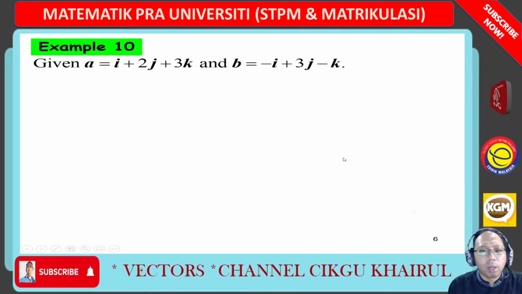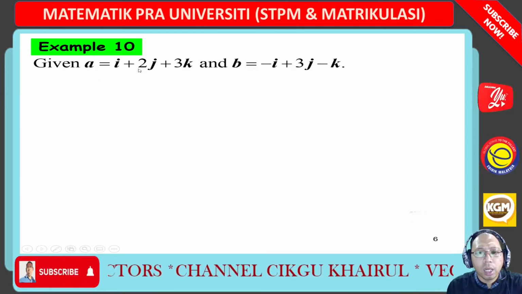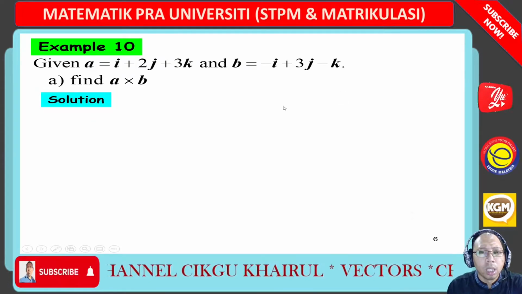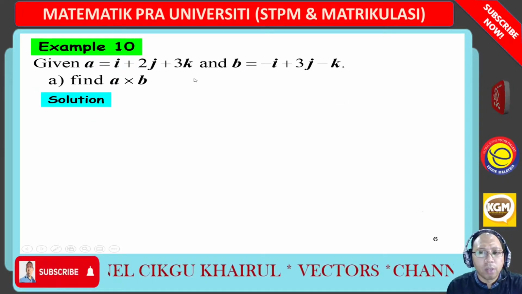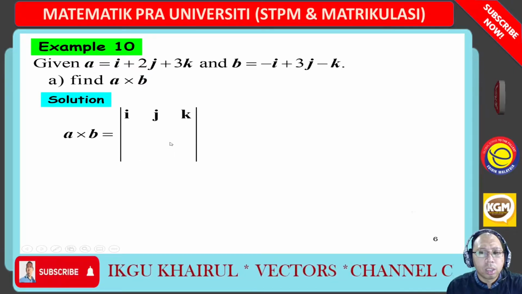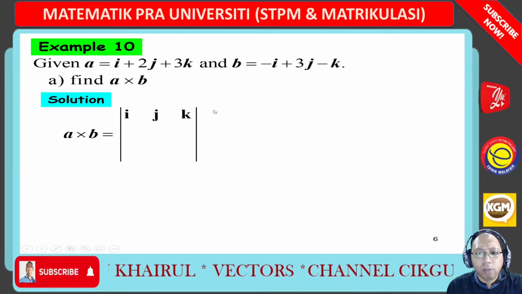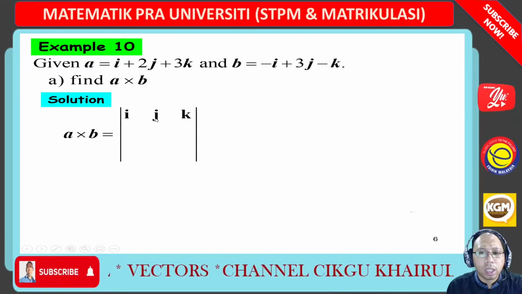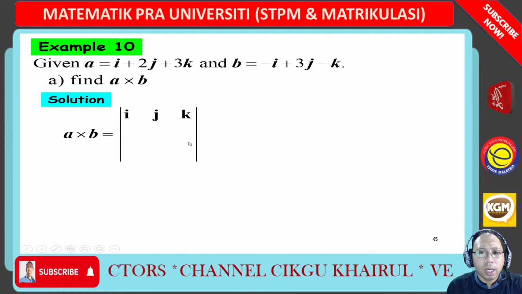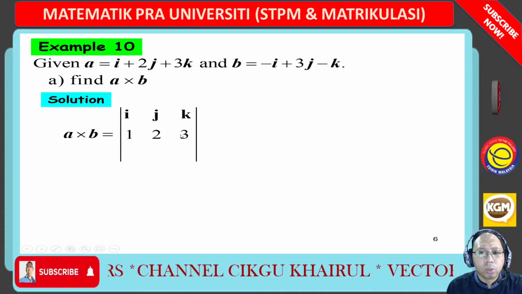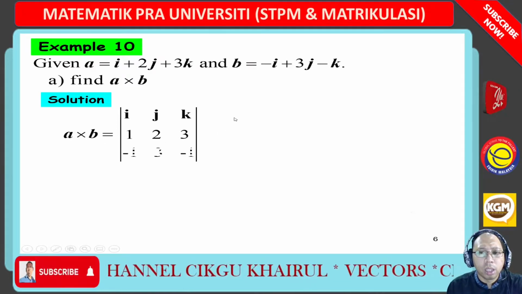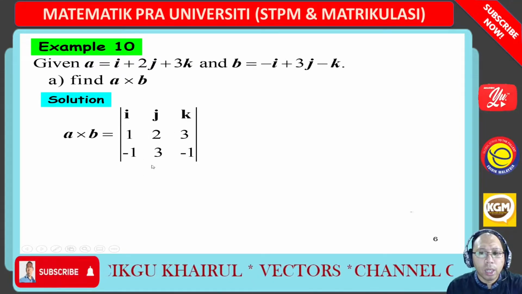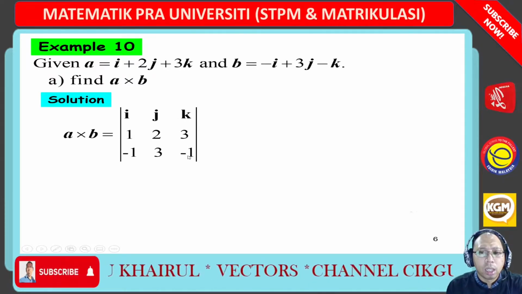Example 10, let's say we have two vectors, A equal to i plus 2j plus 3k, and B equal to negative i plus 3j minus k. So find A cross B. So we have A, we have B. So substitute, we find the determinant, like we find the determinant in matrices. So i, j, and k. So for component i, we have 1, 2, 3, vector A, and vector B, negative 1, 3, negative 1.